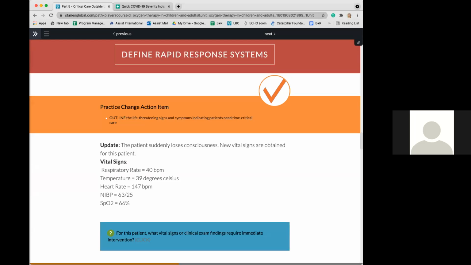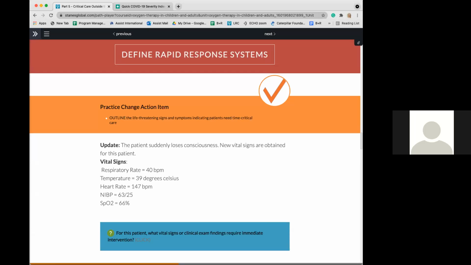So going further down our case, this patient now suddenly loses consciousness, and the new set of vital signs are as follows. The respiratory rate goes further up. It's now at 40 breaths per minute. The temperature is at 39 degrees Celsius. The heart rate has gone up to 147 beats per minute. The non-invasive blood pressure has dropped further down to 63/25. And the oxygen saturation has also dropped further down to 66%.